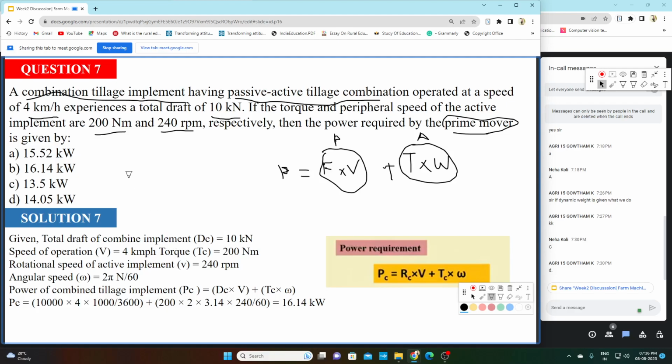So force, or you can see here draft is given as 10 kilonewton. So 10 into 1000, that is 10,000, okay? Into V is 4 kilometer per hour. Speed is given 4 kilometer per hour. So 4 kilometer per hour, we have to change the unit. We have to change from kilometer per hour to meter per second. So how we will change it? 1 kilometer equals to how many meter? 1000 meter, okay? 1000 meter.